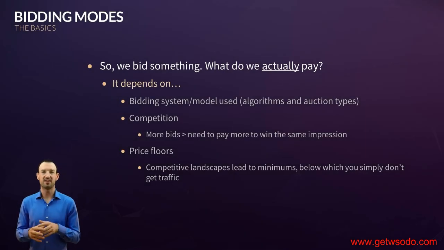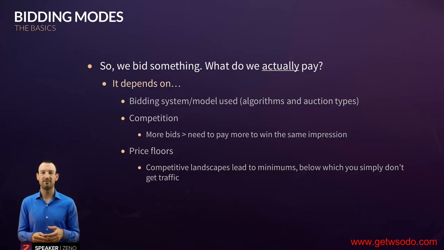So bidding modes aside, what do we actually pay and where does that come from? You will bid something and then you will pay something. That amount you pay relative to your bid is not always the same. It'll eventuate from the bidding systems and models used, the different algorithms and auction types, as well as competition.